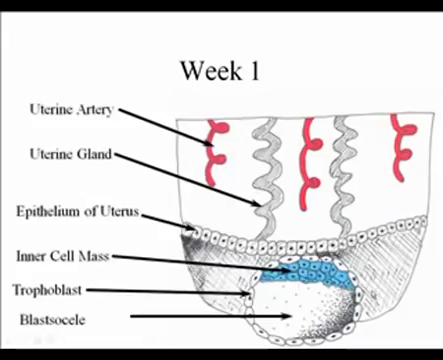In this image, we've simply taken the blastocyst and brought it close to the endometrial lining, the epithelium of the uterus, where if implantation is going to occur, it will occur along the uterine lining. We can also identify in the uterus uterine glands and uterine arteries that are found in the endometrium.